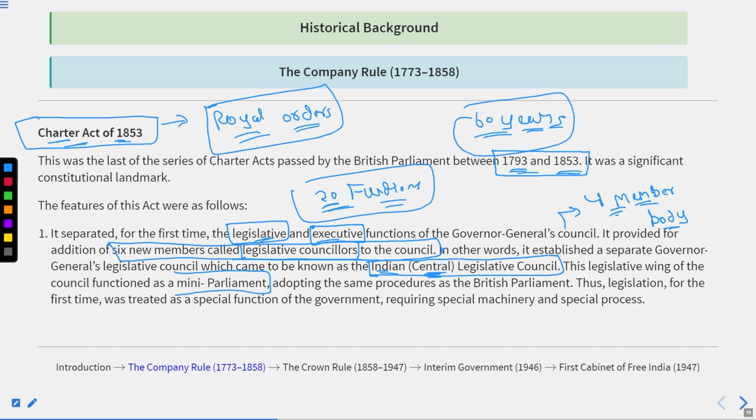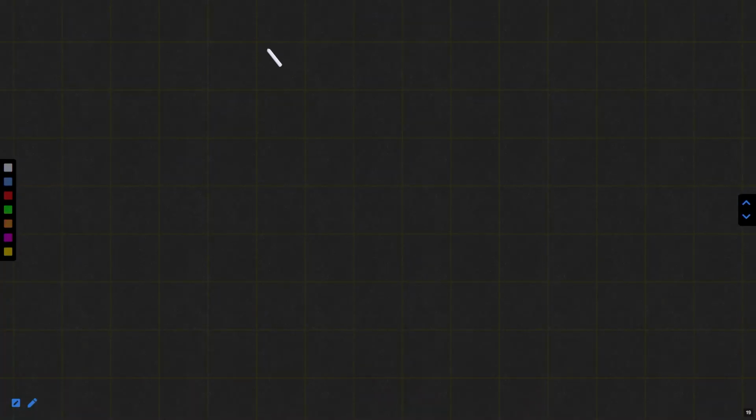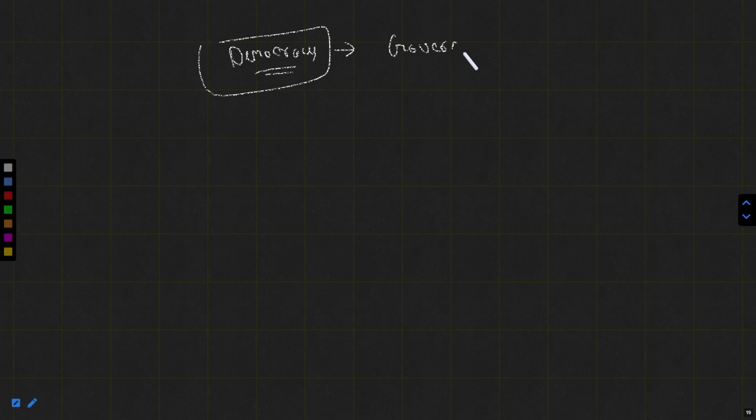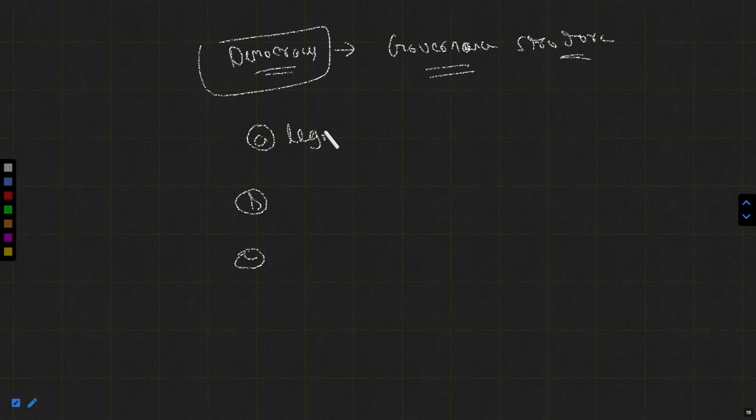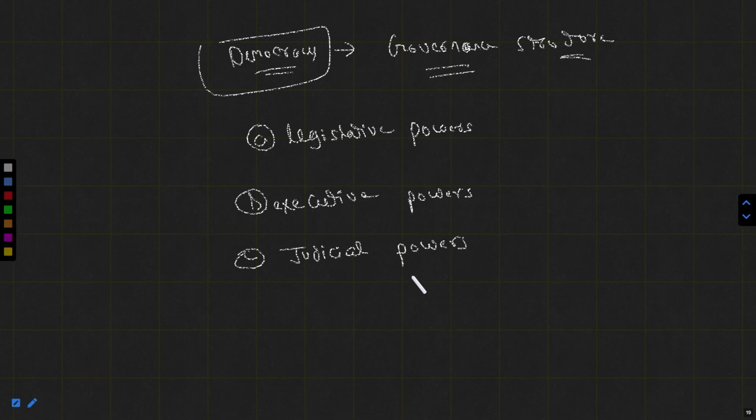Because it has the legislative power, and we know that whenever we talk about democracy, or the governance structure, there are generally 3 types of powers. First is the legislative powers, thereafter the executive powers, and third is the judicial powers: legislative powers, executive powers, and judicial powers.